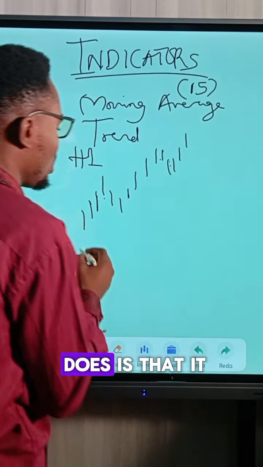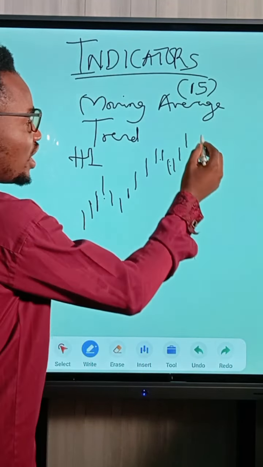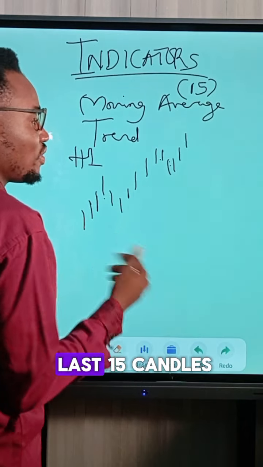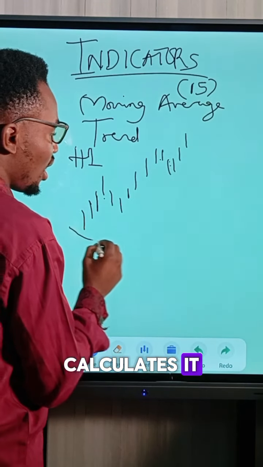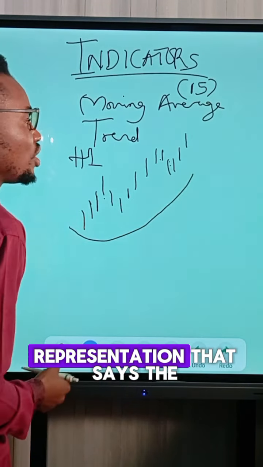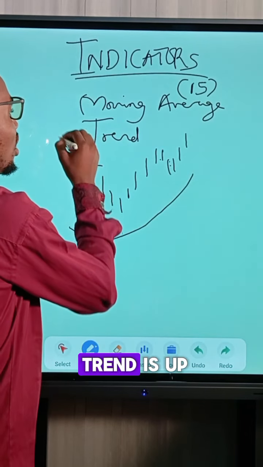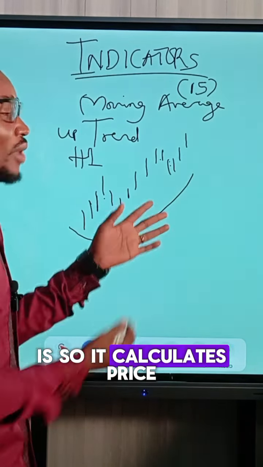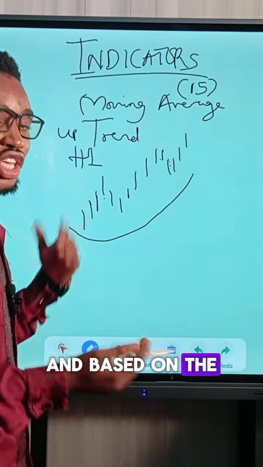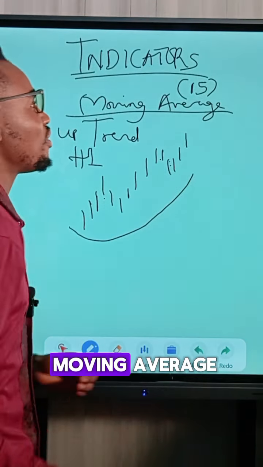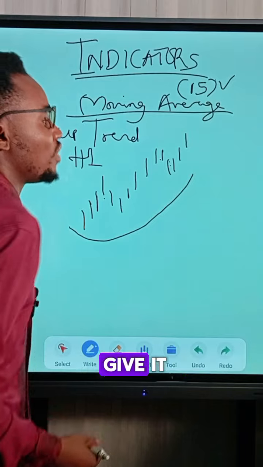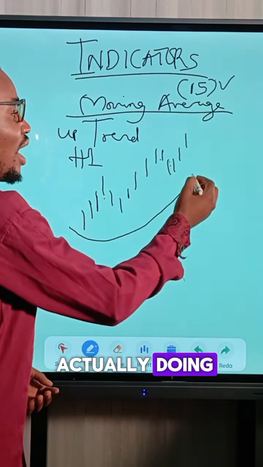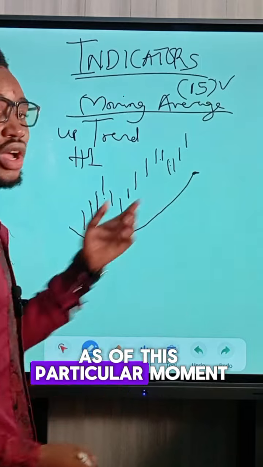What the moving average does is that it takes into account the average direction, price direction of the last 15 candles, calculates it and presents a graphical representation that says the trend is up. This is what it is. So it calculates the price, and based on the equation coded into the moving average and the period you give it, it will tell you what the price is actually doing as of this particular moment.